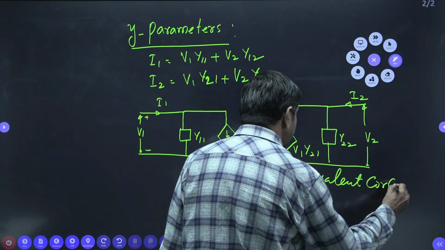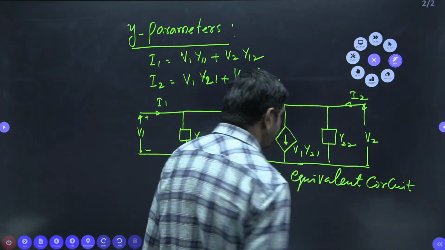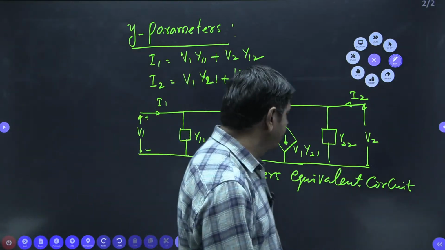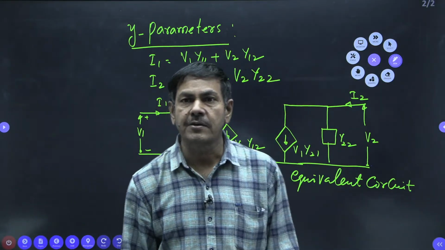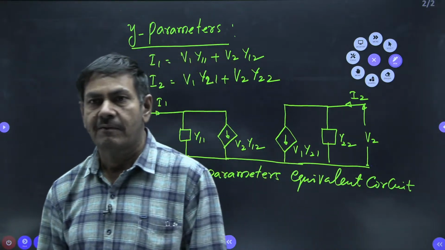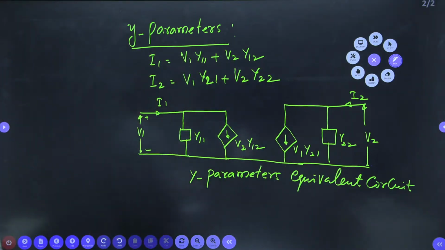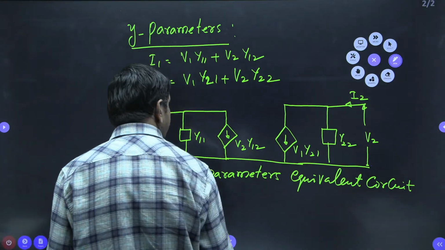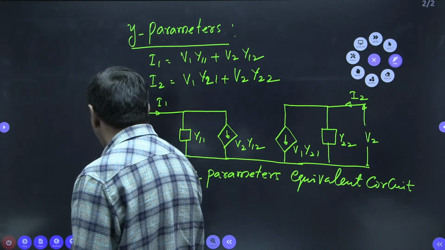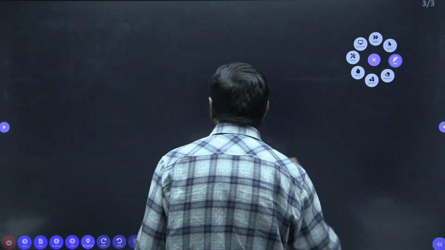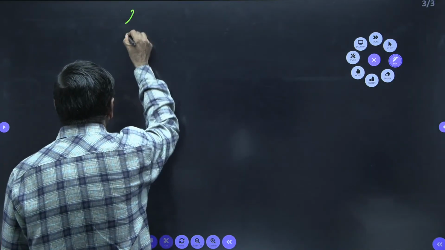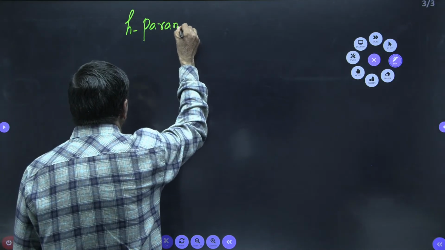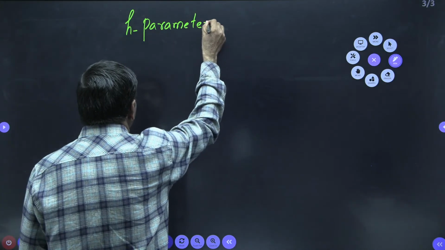Equivalent circuits, that way we can do. So we have drawn the Z parameter equivalent circuit and also the Y parameter equivalent circuits. Now I wish to plot what the H parameter equivalent circuit is. The next one is the H parameter equivalent circuit. H parameters I will put here now.